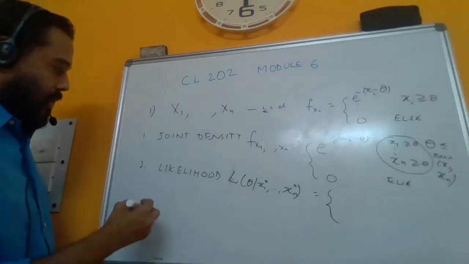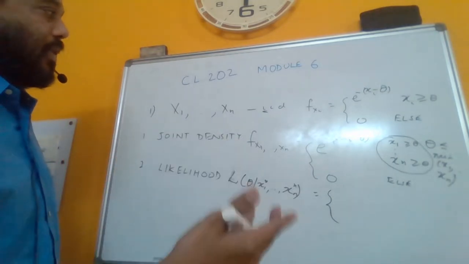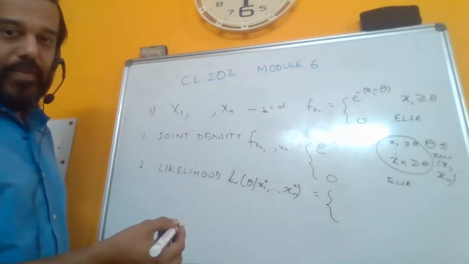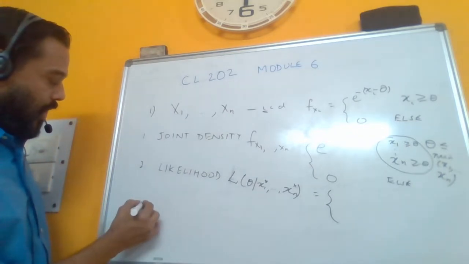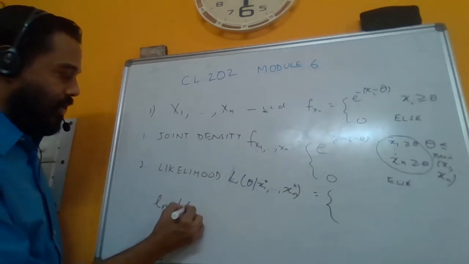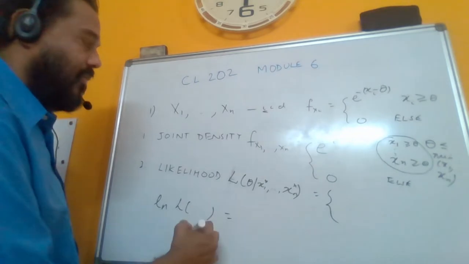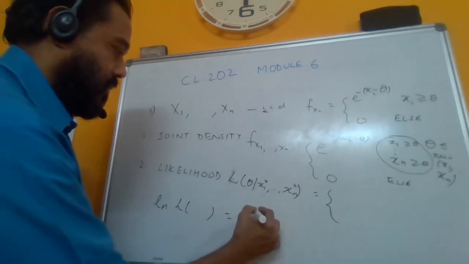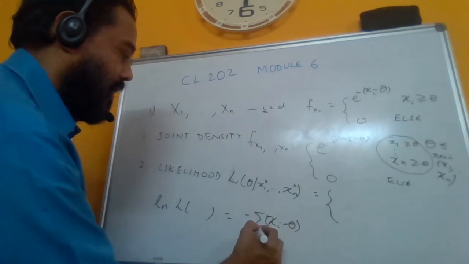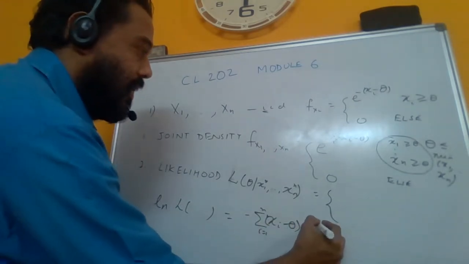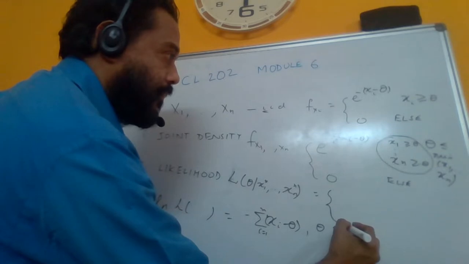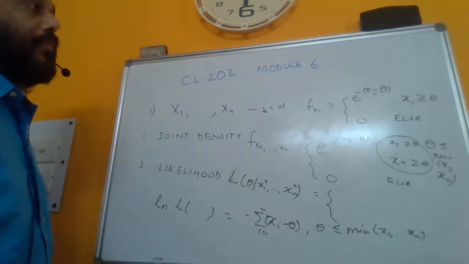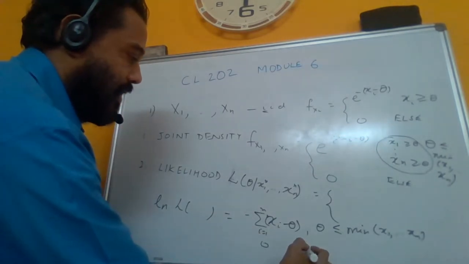Now, the third step was to find the maximum of this function. That is the maximum likelihood estimate. In this case, I can see that there's an exponent. So instead of taking the maximum of the likelihood function, I'll take the maximum of the log likelihood function. The log of the likelihood function essentially becomes minus summation of xi minus theta, i going from 1 to n, when theta is less than the minimum of x1 to xn, and is zero else.